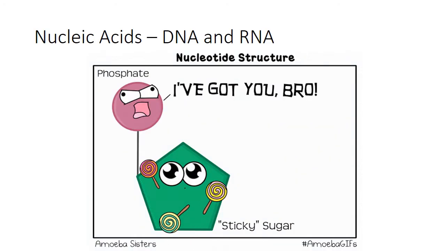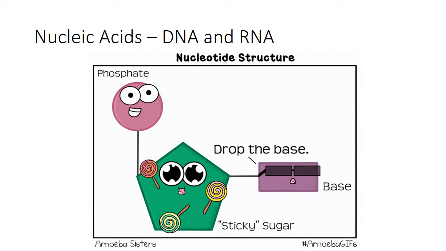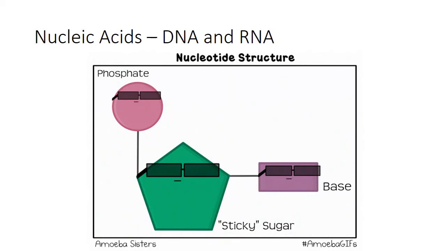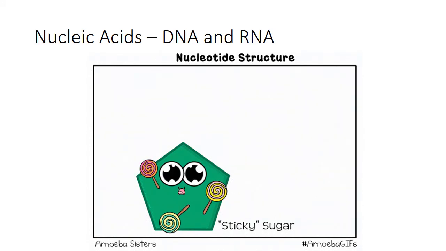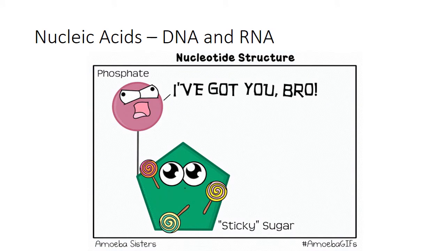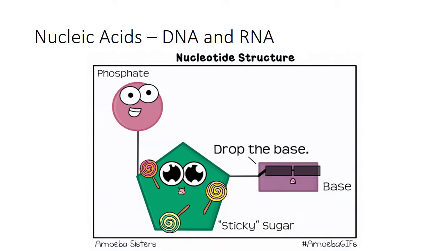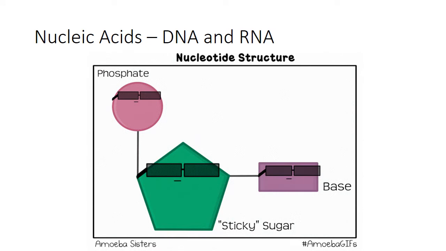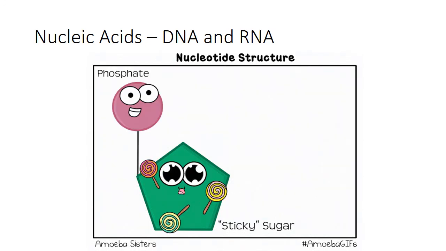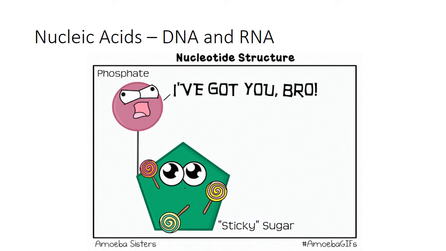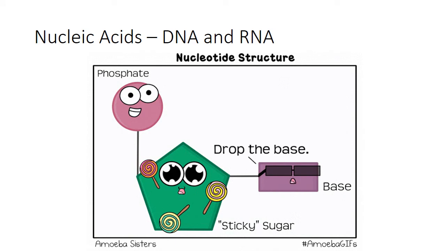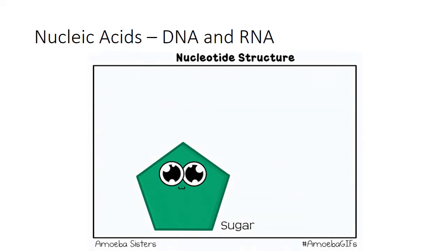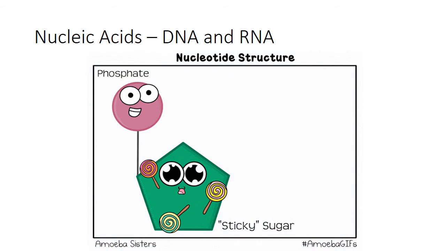First, all life begins with the nucleic acid monomer, the nucleotide. This beautiful nucleotide is made up of a sugar, a phosphate, and a nitrogenous base. One of the easy ways to remember that the sticky sugar is in the center is that sugar can be sticky. And so the phosphate sticks to the sugar on one side and the nitrogenous base sticks to the sugar on the other side.